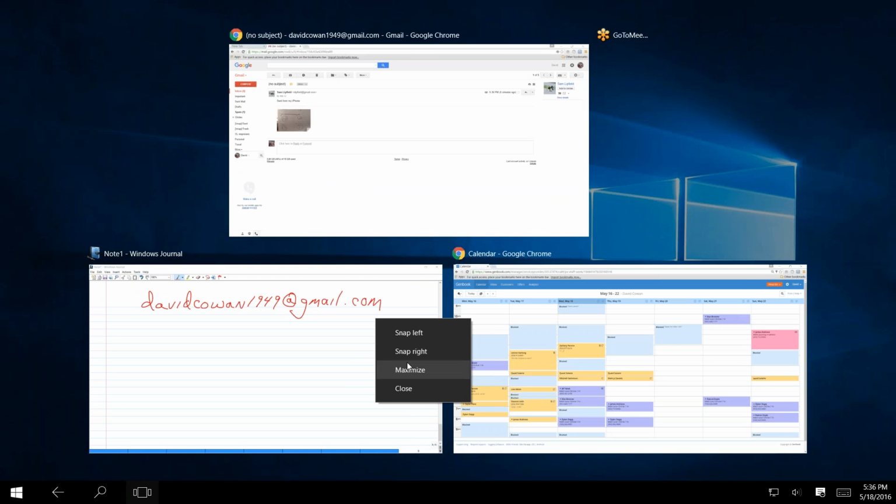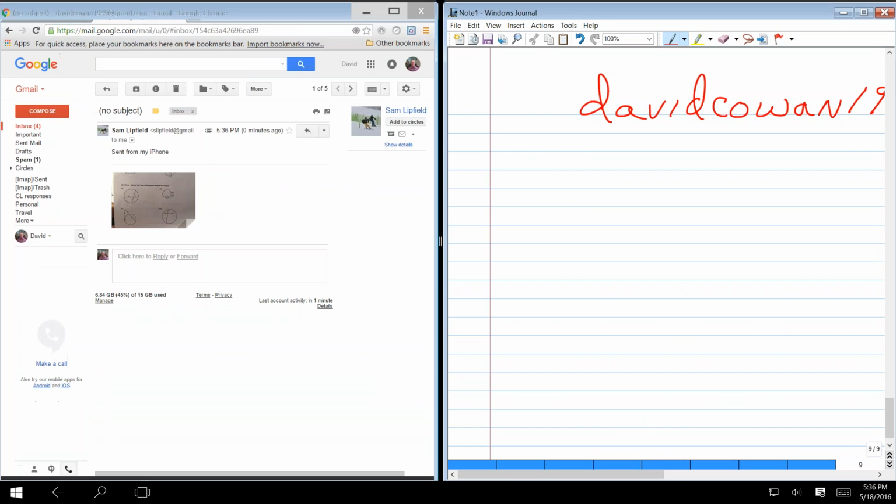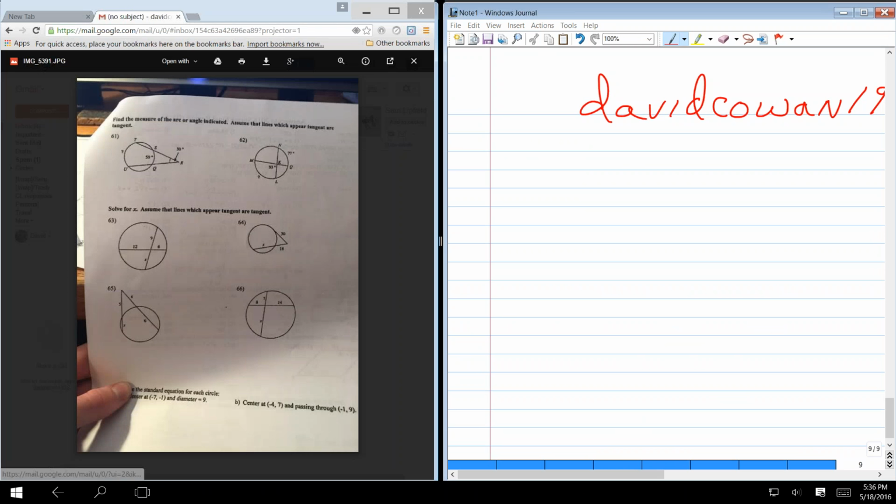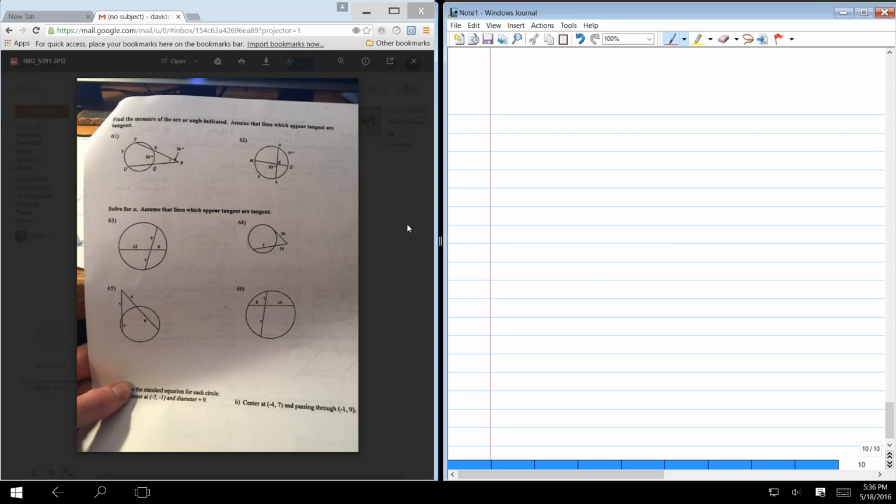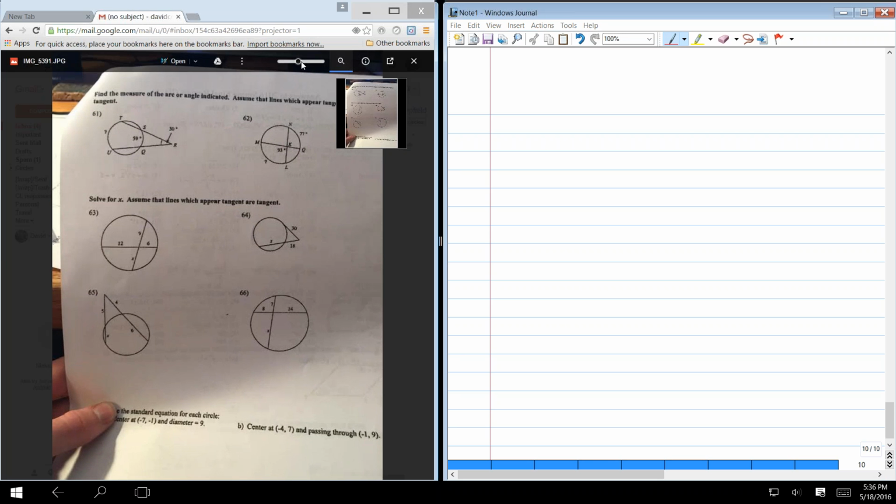Now I can open it up. Okay, this is by far the better way to go. Which problem do you want to do? The first one, number 61. Okay, let me zoom in a little bit on it.